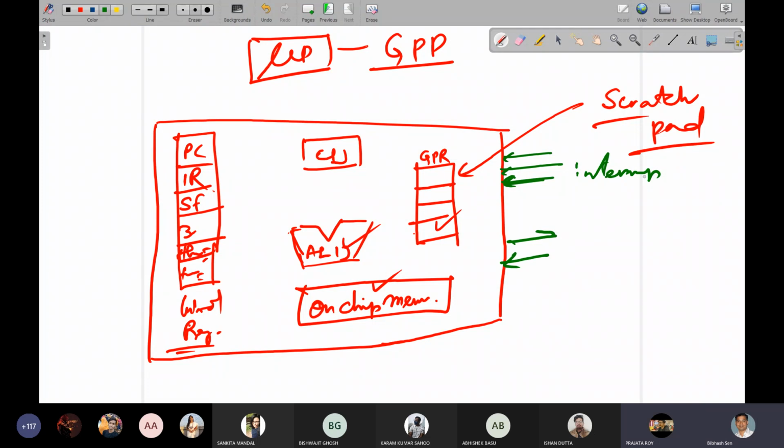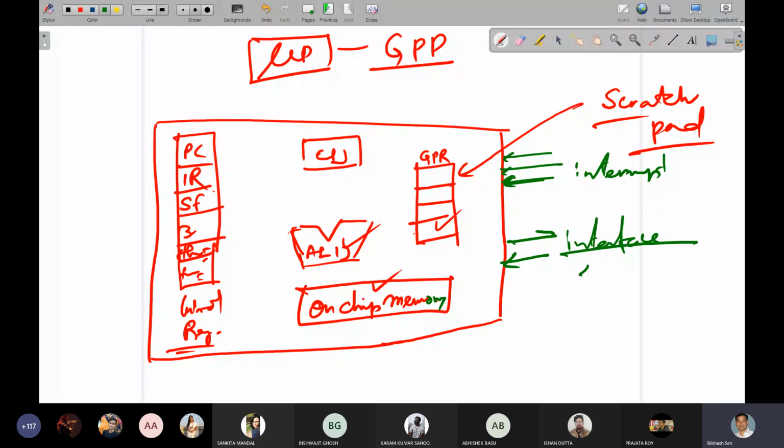Sir, below the ALU, is it the on-chip memory? On-chip memory. Yes. On-chip memory is mostly cache, L1 cache. Sometimes you can say accumulator also. You can combine it here also. Clear?